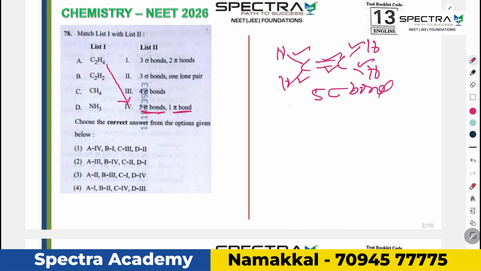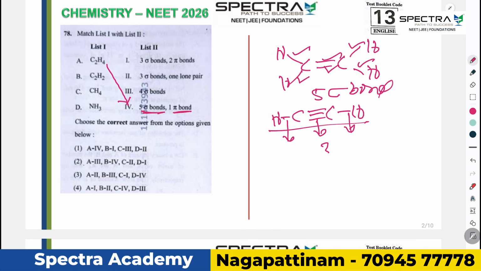And the next one is C2H2, HC triple bond CH. Here, 1, 2, 3. 3 sigma bonds, 2 pi bonds.